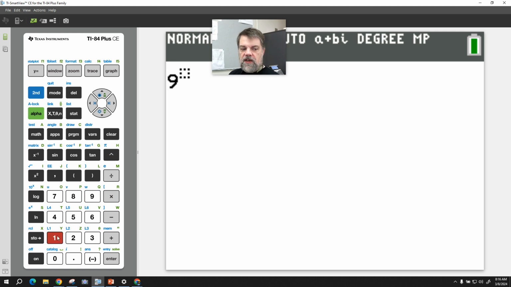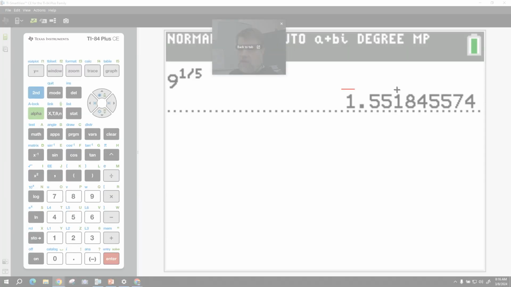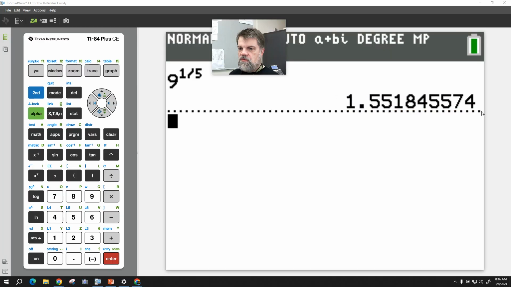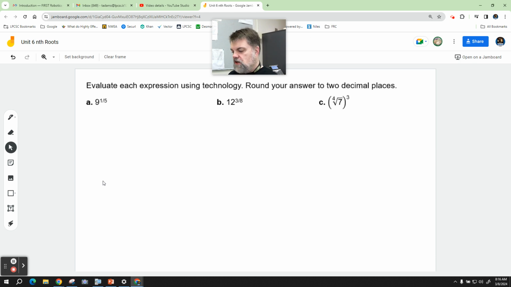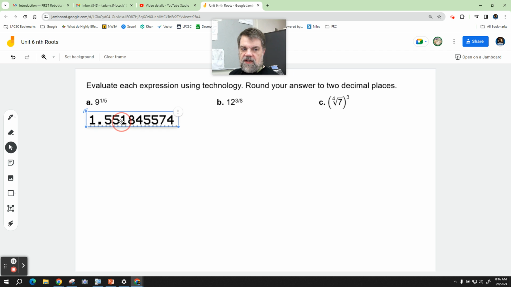So the first one is 9 raised to the 1/5. You're going to get this, all right? And so I'm going to actually screenshot that, and then we're going to talk about how you round it. Because it says round to the... This is another thing that we teach you a very long time ago, and sometimes you get practice with it and sometimes you don't. So when I plug this in the calculator, this is what I got.